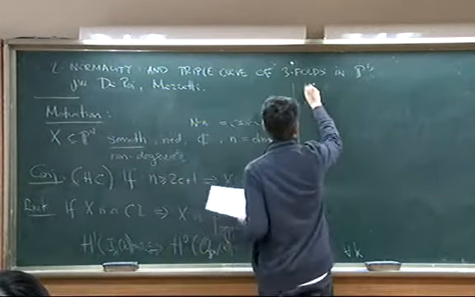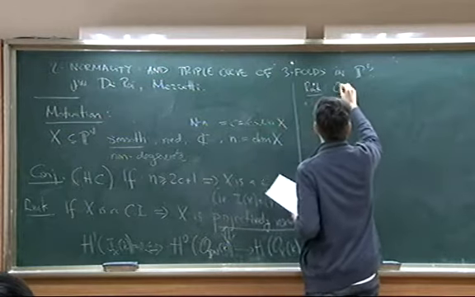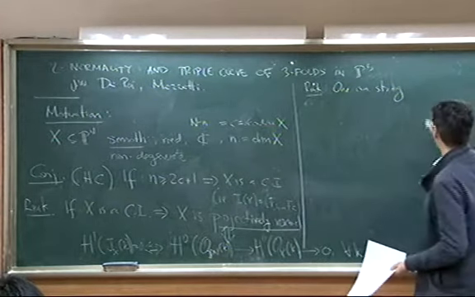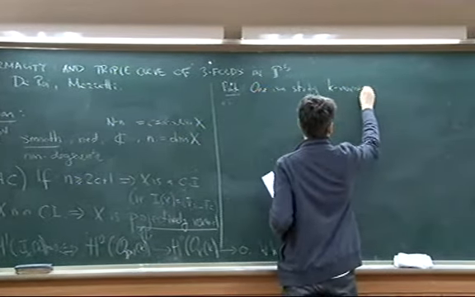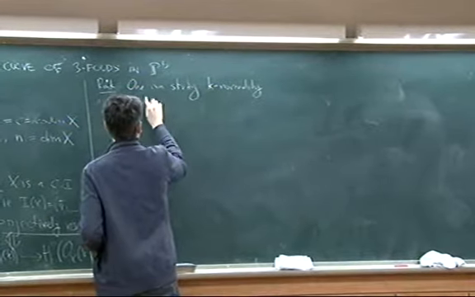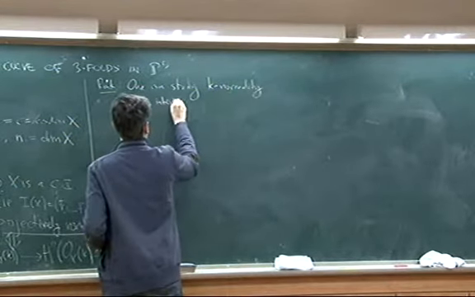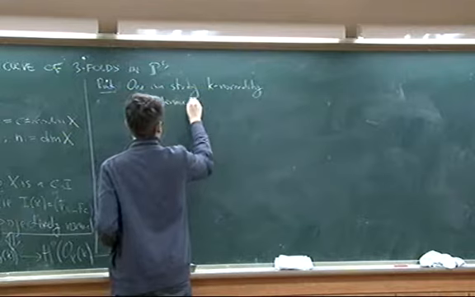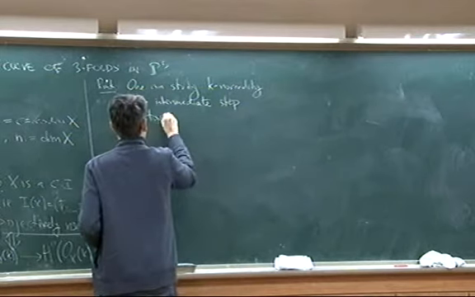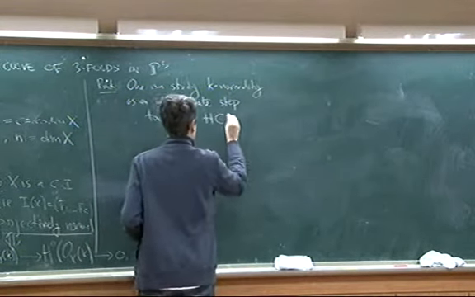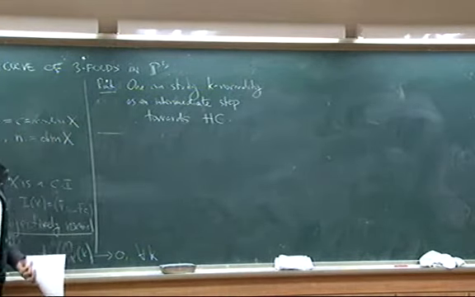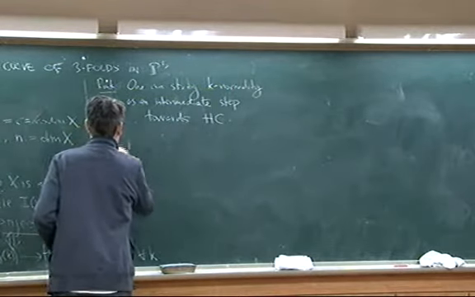Okay, so the remark is that one can study k-normality as an intermediate step towards Hartshorne's conjecture. The first step is to understand the case k equal to 1.